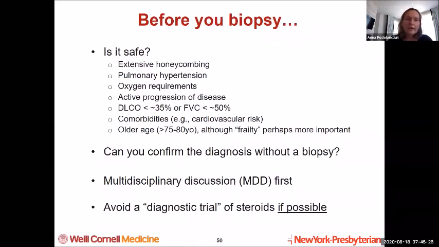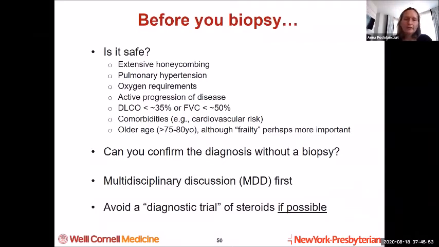If there's pulmonary hypertension, if there are high oxygen requirements, if there's active, rapidly progressive disease, if the DLCO is less than 35% or the FVC is less than 50%, if there are extensive comorbidities, especially heart disease, if the patient is older or particularly frail, then a surgical lung biopsy may not be safe, and even a bronchoscopic biopsy may not be worth it.